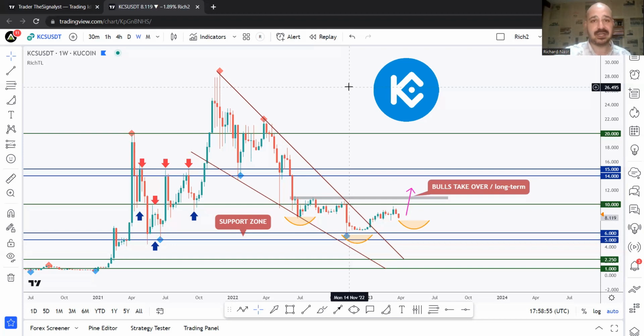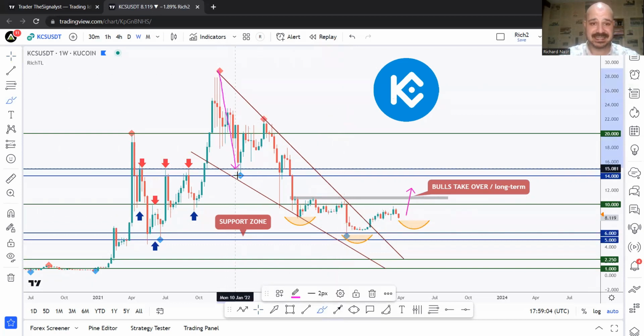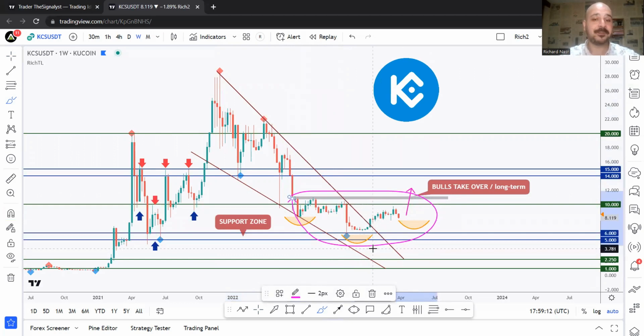As we clearly see, we've got KCS on the weekly time frame to know where we are in the market, the overall picture. We have been trading inside this big wedge pattern. We have been bearish, and lately we have been in an accumulation phase, stuck inside a range in the shape of an inverse head and shoulders pattern. We rejected the 5 round number, and now we are forming the right shoulder. So we've got our left shoulder, the head, and now we are forming this right shoulder.